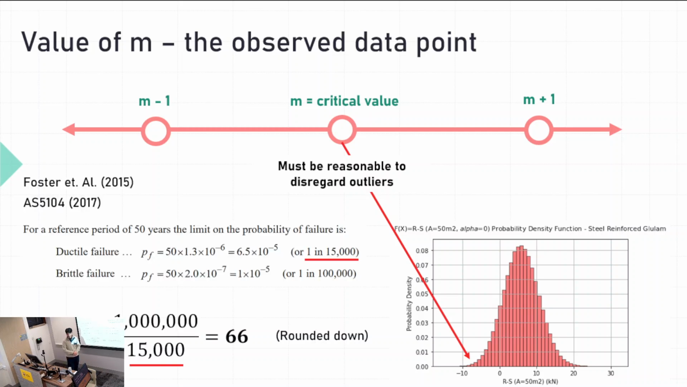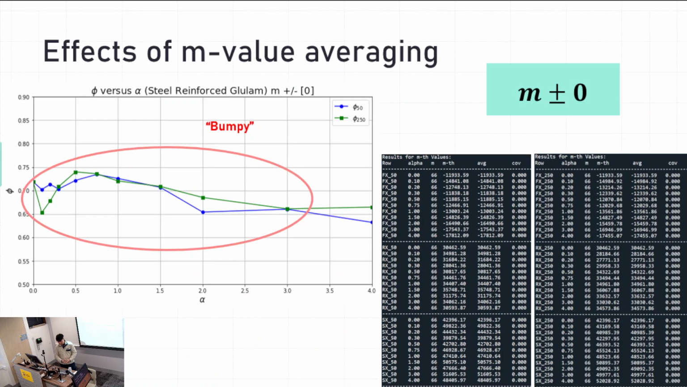And so that critical value, for 1 million data points per alpha value in my case, happens to be 66, because we have this requirement in the standards that's been outlined by Stephen Foster, we need a failure of less than 1 in 15,000. And so we look at the 66th worst value from the bottom, and we consider that as what will inform our decision for phi, or the capacity reduction factor.